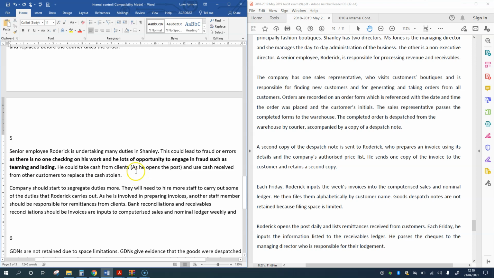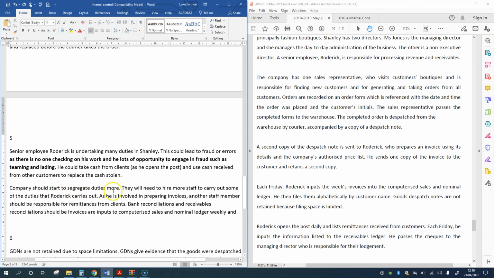And just to show you, you wouldn't have to do this. I just mentioned teeming and lading, where someone in a company, like Roderick, opens the post daily with remittances. So if someone sends cash, he could take that cash and go off and spend it himself. And then the next customer that sends in cash a week later, he could use some of that cash and put it against the old customer's account. That's teeming and lading, where you're taking money from customers and then moving money in and out of customer accounts to try and hide your fraud.